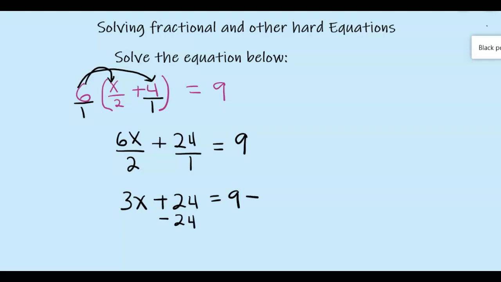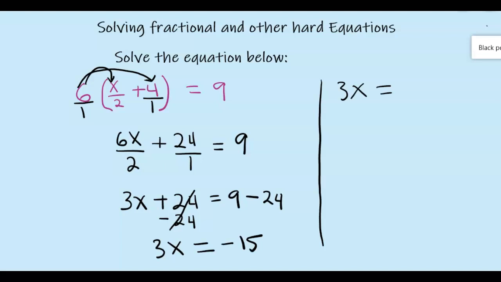We have to repeat the same thing on the right hand side. This is no more. We got 3x here. So 9 minus 24. The negative is bigger, so the final answer has to be negative. So we get 15, but it's negative 15. Let me rewrite it here.